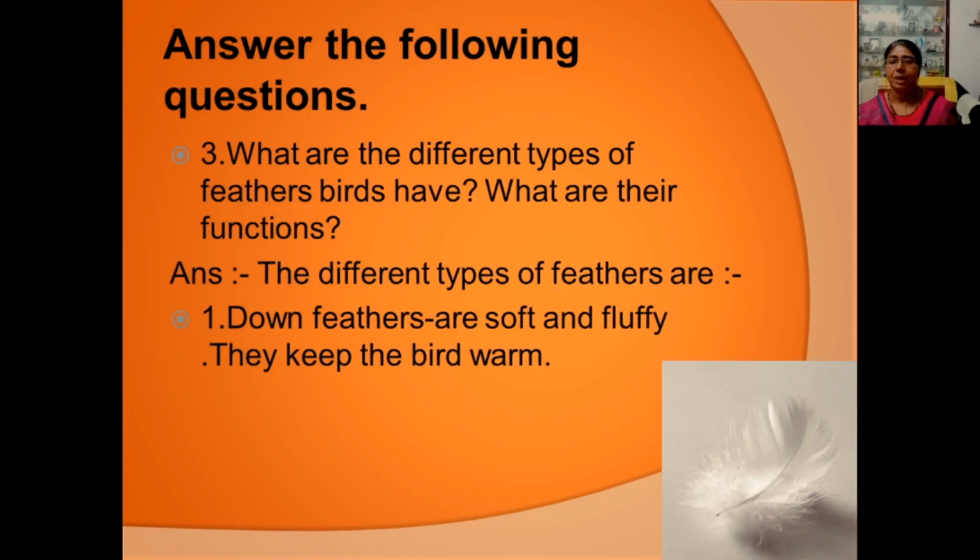What are the different types of feathers birds have? Next question. Question number 3. What are the different types of feathers birds have? What are their functions? Different types of feathers are, first one is down feathers. They are very soft and fluffy like cotton. Down feathers are soft and fluffy like cotton. They keep the bird warm.